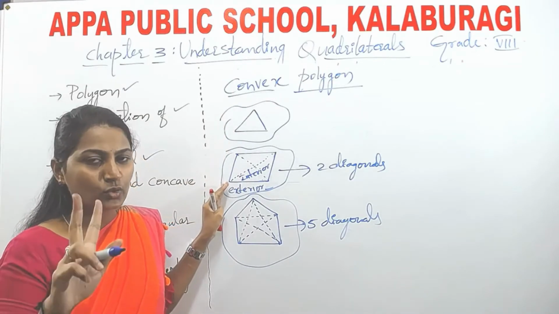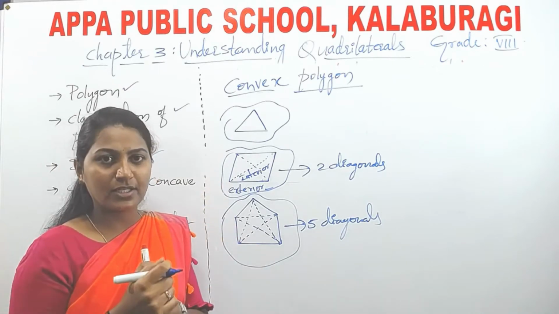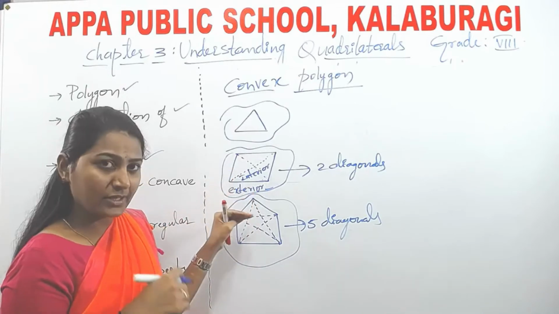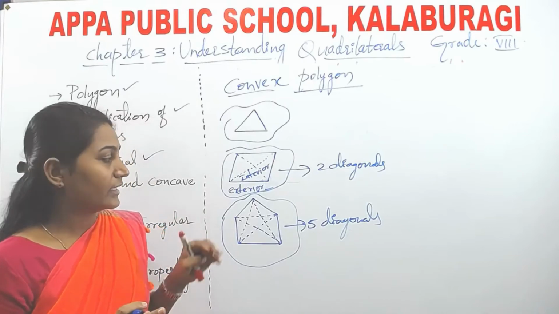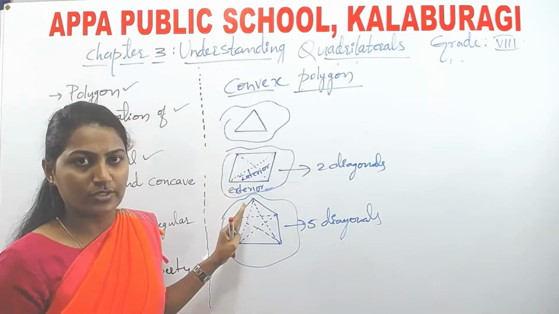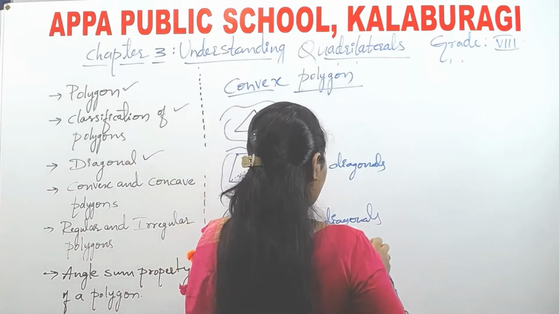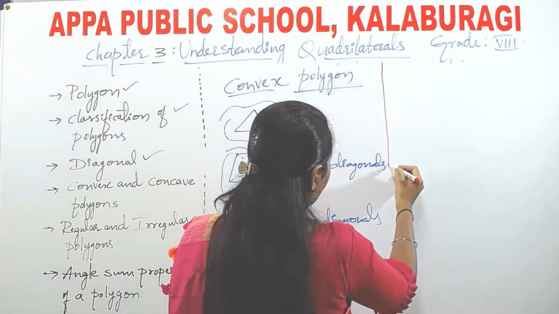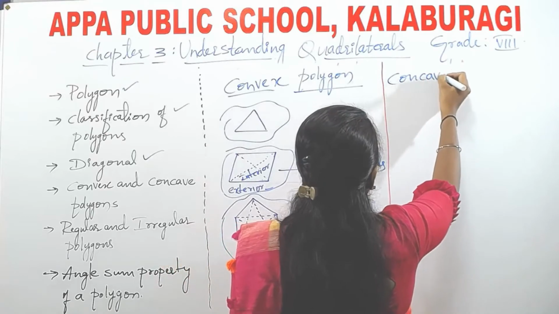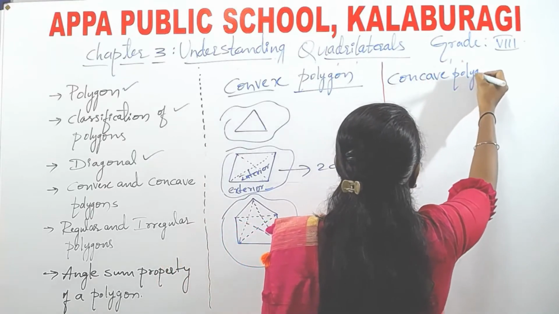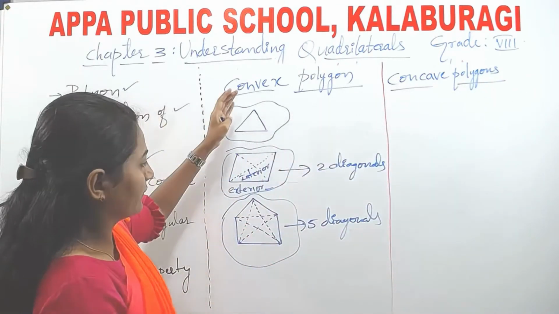Do keep in mind 2 points. One is for the diagonals: the diagonals do not lie in the exterior of the polygon. All the diagonals are within the polygon. And one more thing about the angles: all the angles measure less than 180 degrees in convex polygons. Now let's see about the concave polygons. We have seen the convex polygons.